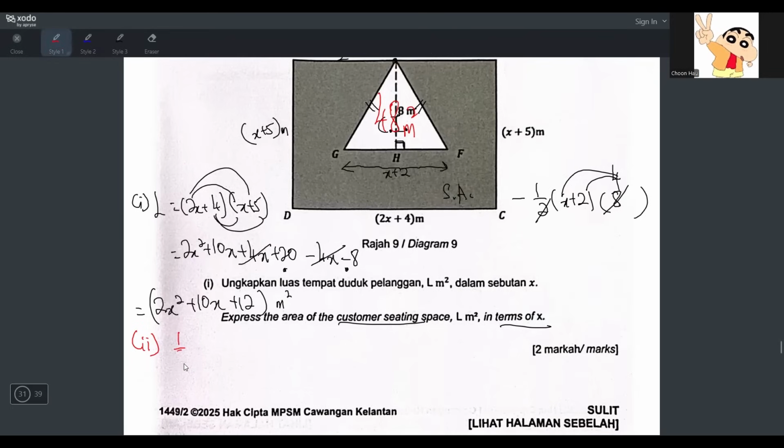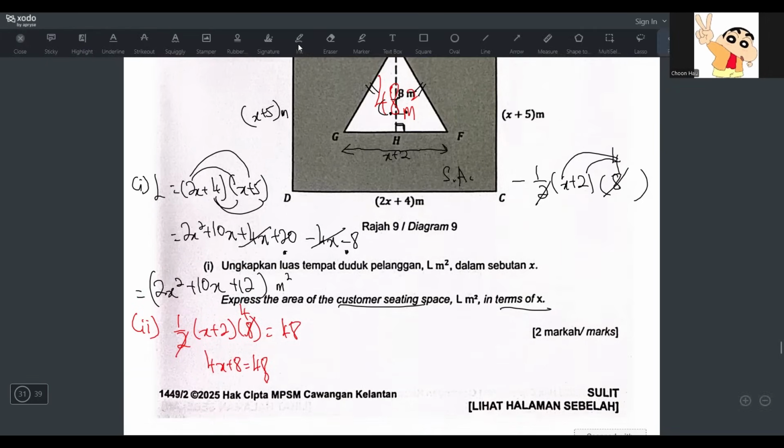So we can say 1/2 times base times height, or you can look here also, 1/2 times (x plus 2) times 8 equals to 48. Right? And the unit also fits already, because the 48 is meter square, and then everything here is in meter also. Okay, so I will do 8 divided by 2 first, which is 4. So it becomes 4x plus 8 equals 48. So I can find x from here. After finding x, I sub inside here to get the area of shaded region, which is the area of customer sitting area. Then finish already lah.